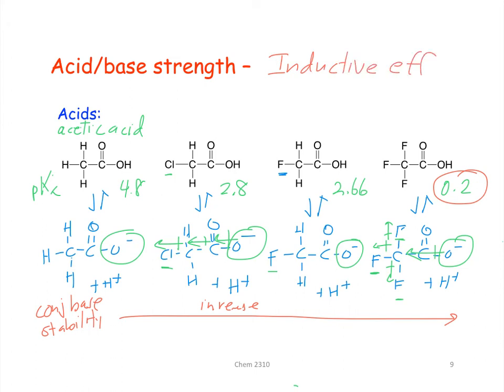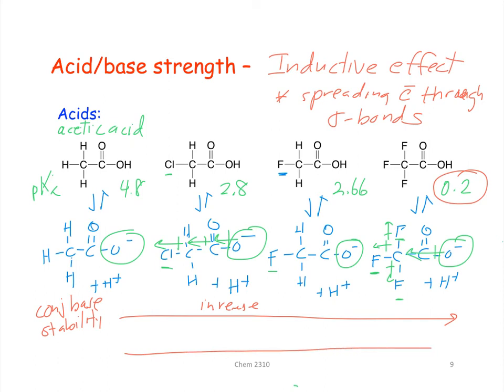Okay, and it involves spreading electrons through sigma bonds. Okay, so we see that as we go from left to right, it gets more acidic because of this inductive effect. All right, so I'm going to show you just one more example here.